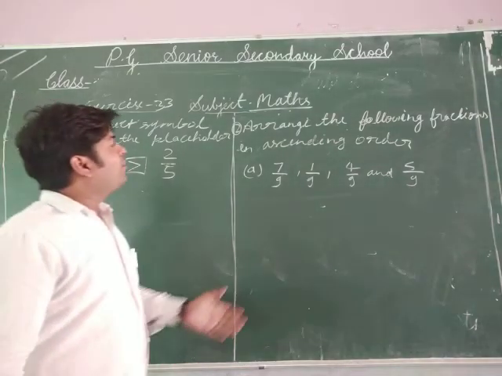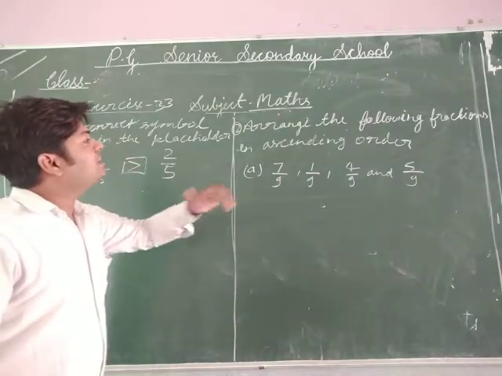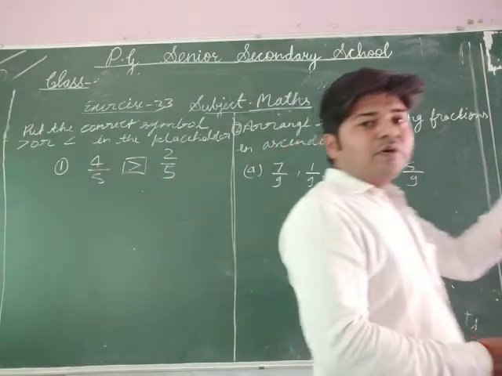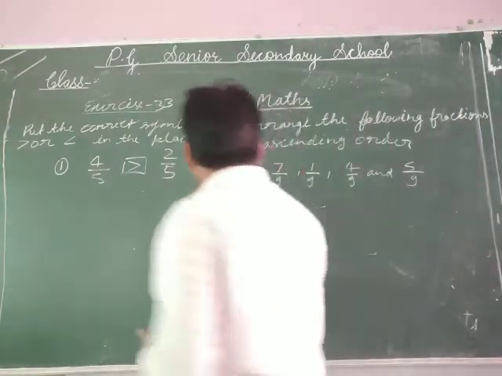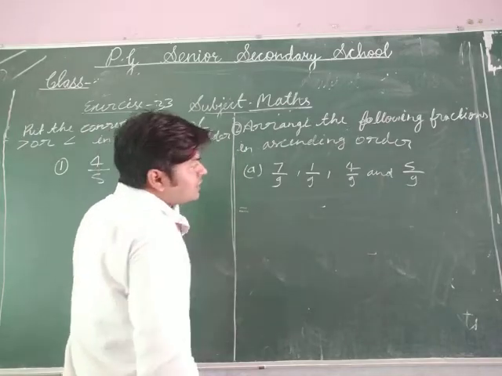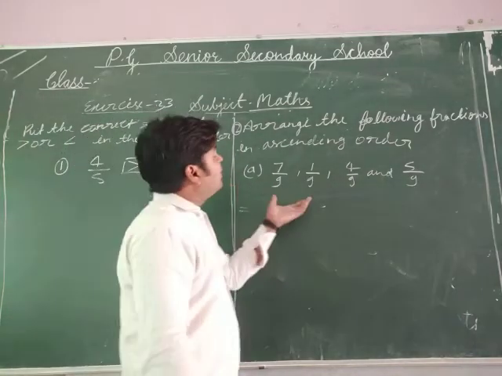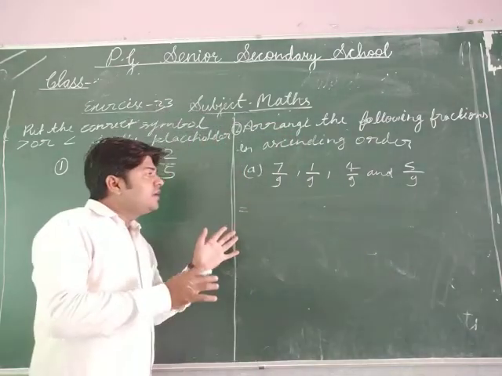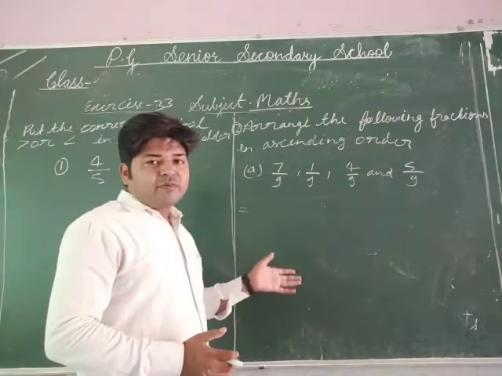Now I am going to tell you question number 2. Arrange the following fraction in ascending order. Ascending order means from smallest to greatest. Okay. So I am going to write which one is this. Here you can see, students, the denominators are equal. So which numerator will be less, that fraction will be also small.